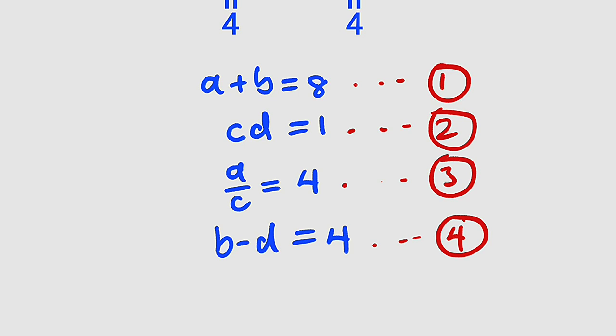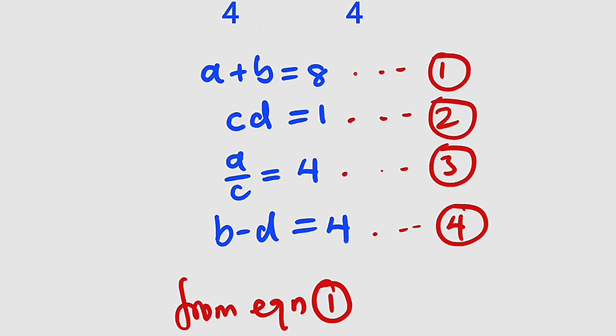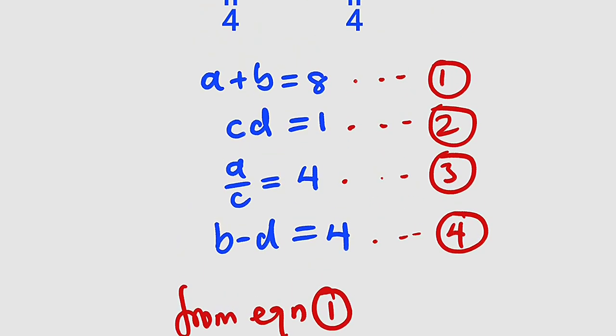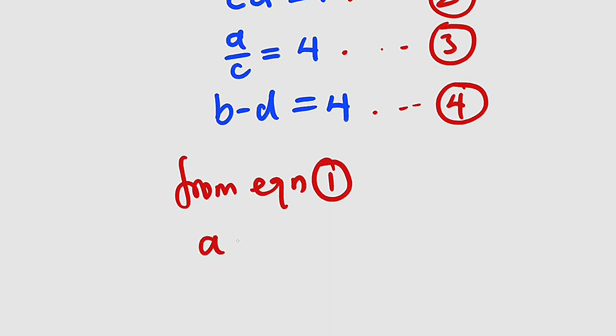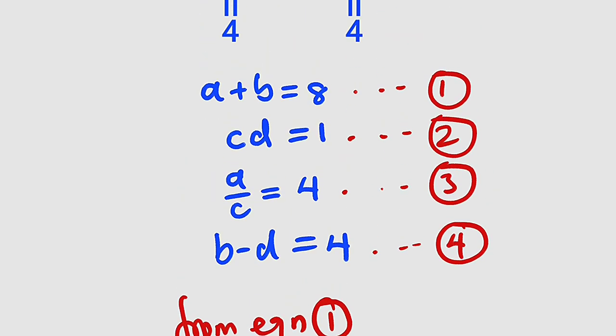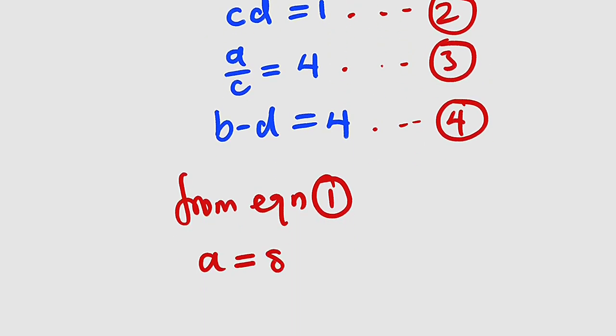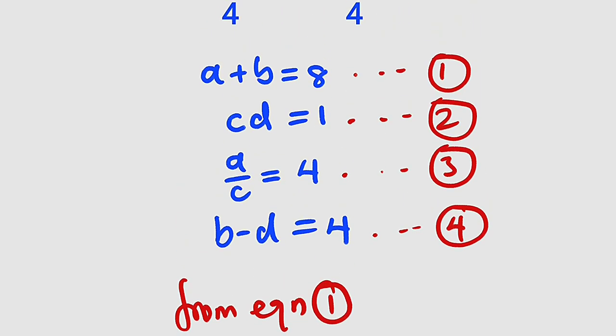Let me start with equation number 1. From equation 1, we can make a the subject by taking b to the other side. So we have a equals 8 minus b. Which equation contains a again? We have equation number 3. Let me mark this one.